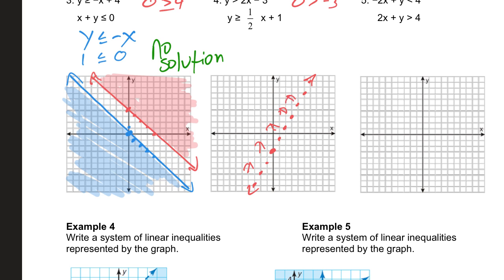Let's look at the next equation. I'm going to start at 1. I'm going to go up 1, right 2, down 1, left 2. This is a solid line. I can test 0, 0. I'm going to test right here. I'm going to get 0 greater than or equal to 1, which is a no. So I'm going to shade on this side.